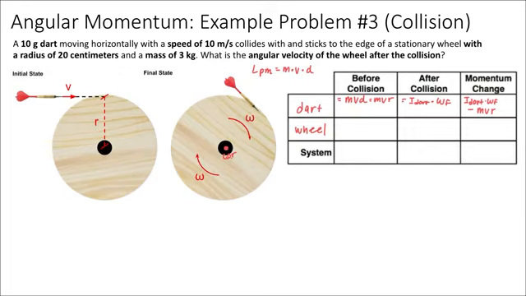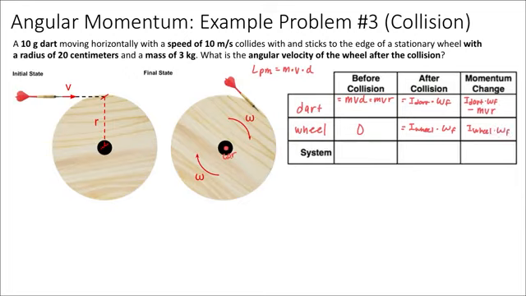Now, for the wheel, this is a bit more straightforward. Before the collision, does the wheel have any angular momentum? The answer is no, it doesn't. The wheel is not rotating initially, and so we don't have to worry about any angular momentum before the collision. But after the collision, the wheel is rotating, and the angular momentum of the wheel itself would be equal to the moment of inertia of the wheel multiplied by, again, that final angular velocity. The wheel and the dart have the same angular velocity because they're moving together. So here, the change in momentum is just going to be the final momentum, the moment of inertia of the wheel multiplied by that final angular velocity.